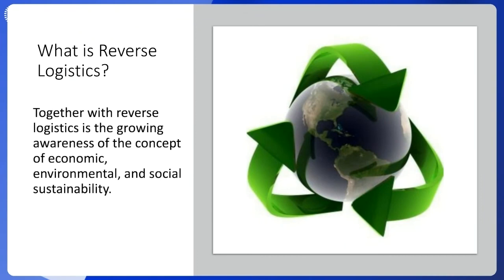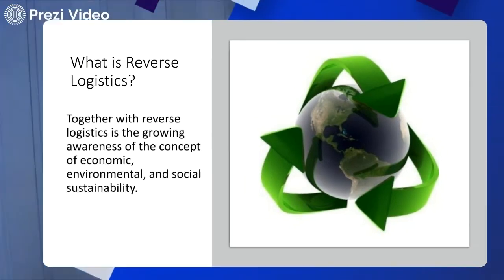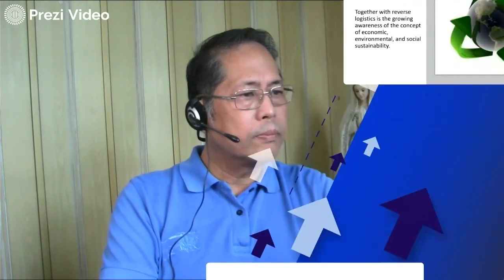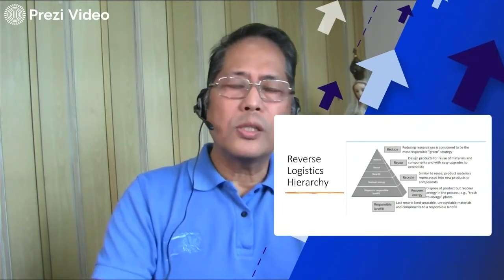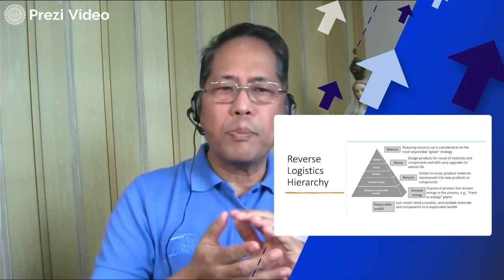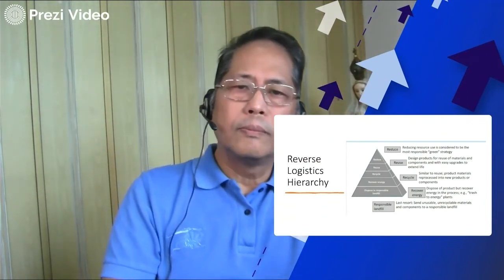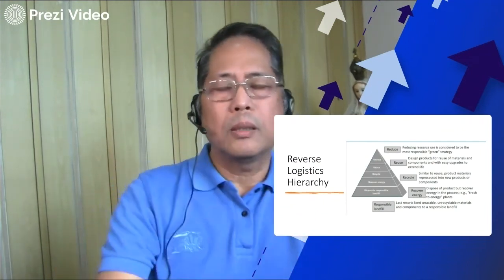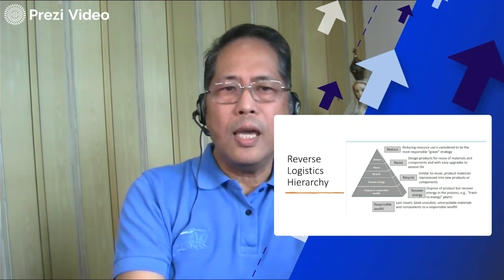Reverse logistics functions can be considered as a hierarchy consisting of five possible options. The reverse logistics hierarchy is illustrated in the form of a pyramid with the most desirable actions for managing returned and damaged product at the top, and the least desirable at the base of the pyramid. Let us discuss each of them.